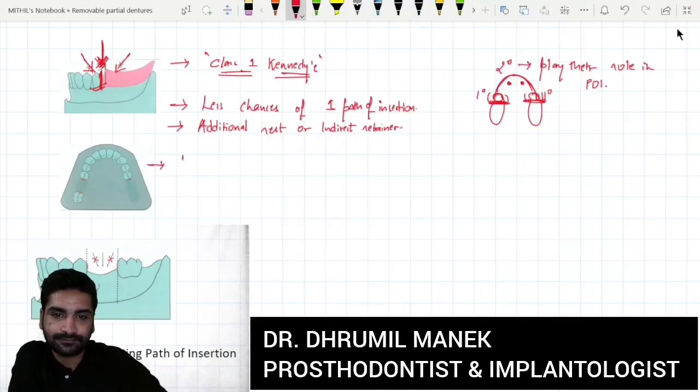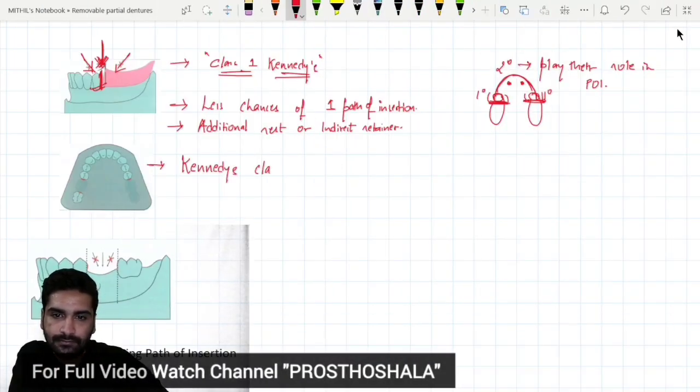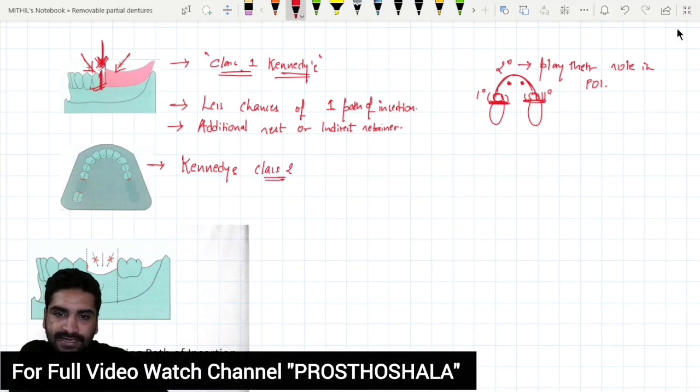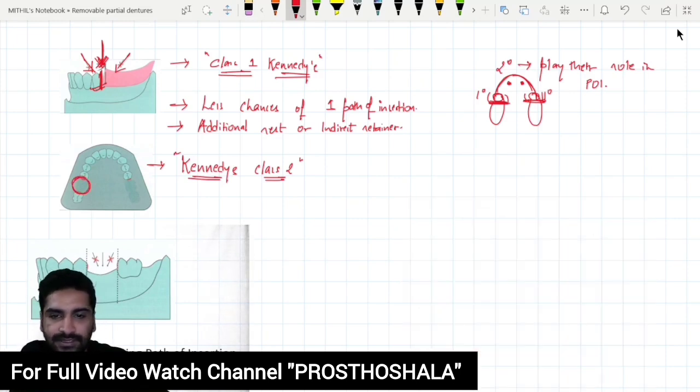In this case, that is Kennedy's class 2. Now Kennedy's class 2 is what? Kennedy's class 2 is a single edentulous area unilaterally on one side. But here what we can see, we have a modification space also.